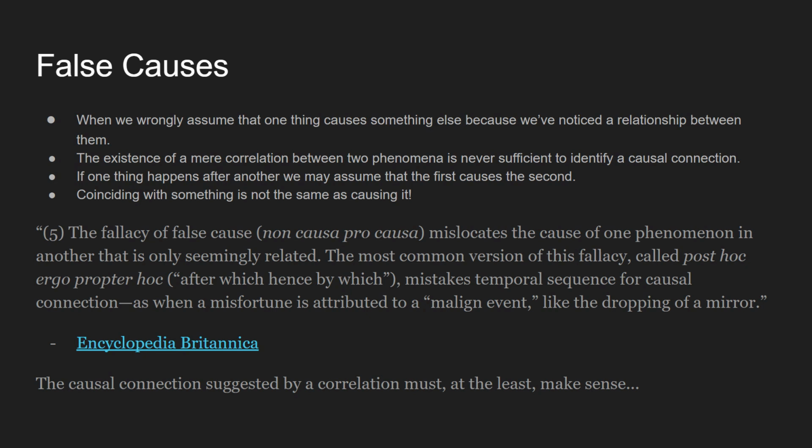I think there's a chart online somewhere of films that Nicolas Cage appears in and the number of people drowning in pools in America or something. The existence of the correlation between the phenomena doesn't mean that there's actually any causal connection. Nicolas Cage appearing in films isn't actually causing people to drown in pools. If one thing happens after another, we may assume that the first causes the second. Coinciding with something is not the same as causing it, however.